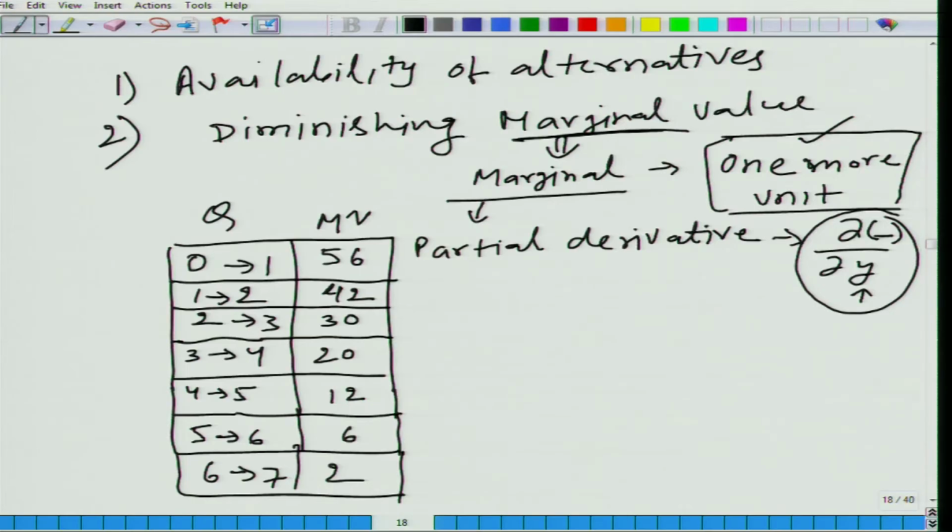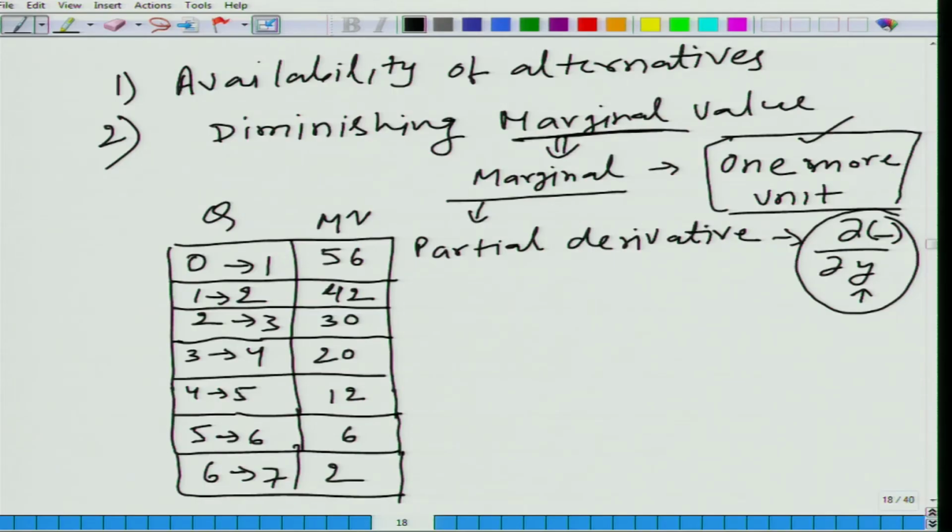Now let us say the price of a banana is 10 rupees in the market. How many units will you consume? Can we get that from this table, or does this table not help us? Look at the table again. If the price is 10 rupees, how many units of banana will you buy? 5. Why? Because the price of 10 rupees is definitely more than the marginal value you get when you move from 5 bananas to 6 bananas.